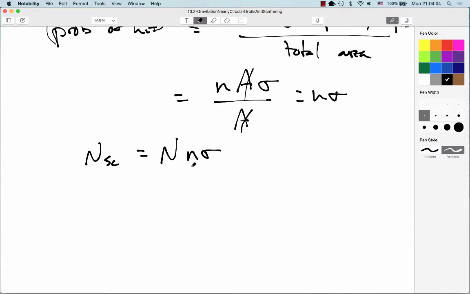So the target density has units of inverse area. The cross-section has units of area.